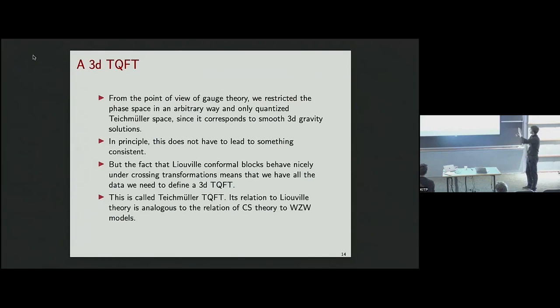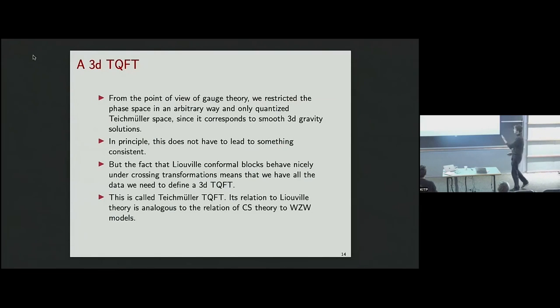Right, so that's what I wanted to say here. From the point of view of gauge theory, we did some completely arbitrary thing. We took some phase space, we restricted ourselves to part of this phase space and quantized that and got some Hilbert space, which in principle is a part of the full Hilbert space that you would get in SL2R Chern-Simons theory. And now what we want to do is to promote this to a full-fledged 3D TQFT. And of course, like Rajesh is saying, there's no guarantee that this will work. So usually if you do something like this, you get very bad things.